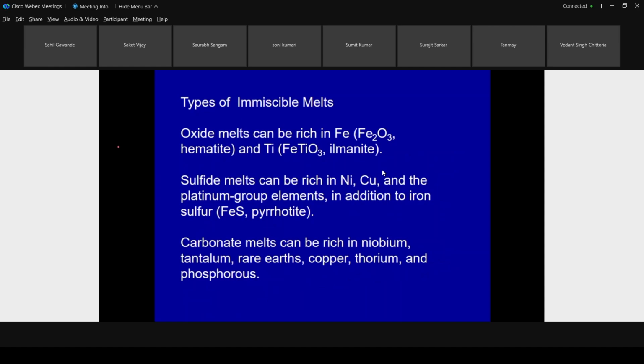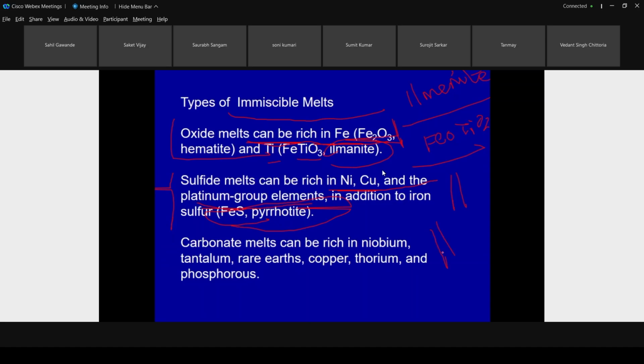Because of this, you can have different types of immiscible melts. You can have an oxide immiscible melt, which can be rich in iron and titanium, forming ilmenite, FeO, TiO2, hematite, sometimes magnetite. Ilmenite is spelled I-L-M-E-N-I-T-E. You can have sulfide immiscibility, which can be rich in nickel, copper, sometimes platinum. The major mineral is pyrrhotite, iron sulfide. This is sulfide immiscibility, this is oxide immiscibility.